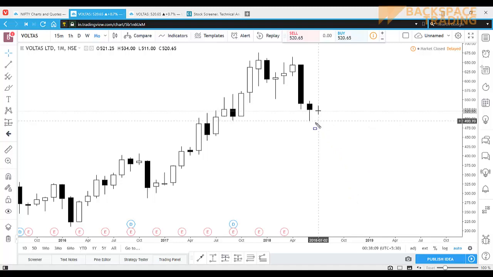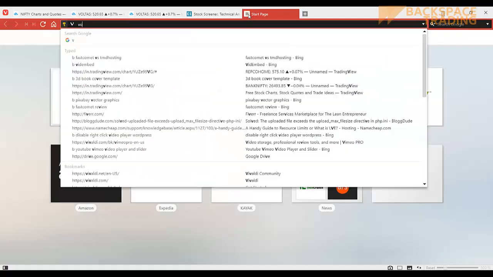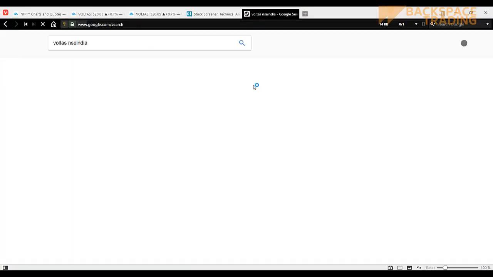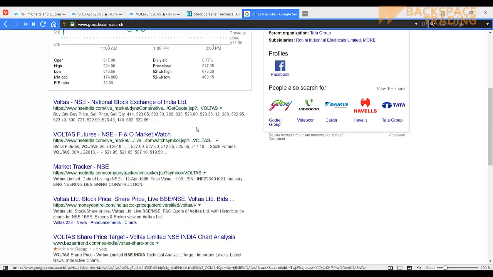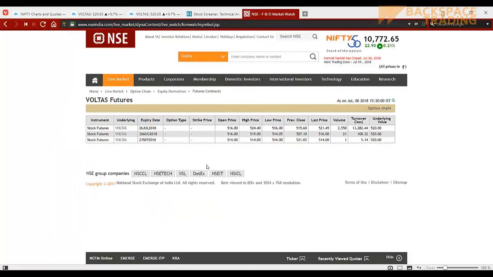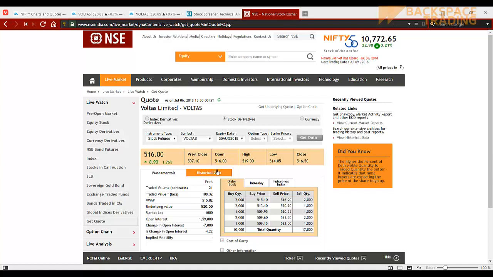This will go for another 2 months. If you sell one lot of Voltas, not near month, I'm going to pick a far month expiry, like 2 months or 3 months, how much can I expect? How much was this move? It's 644 till 550. It's around 140 points. Let's see Voltas NSE India, F&O. What's the lot size for this baby? Let me go with August, August will be fair enough. The lot size is 1000.